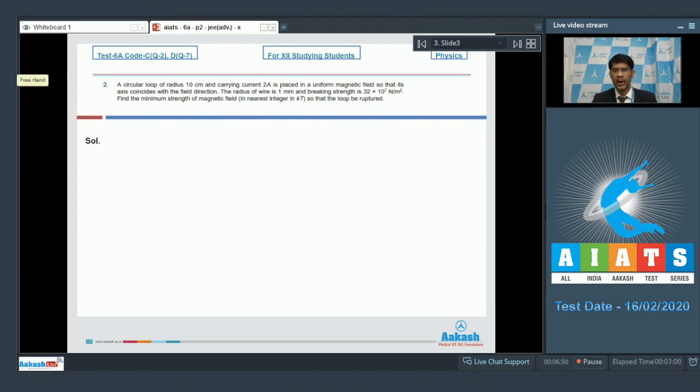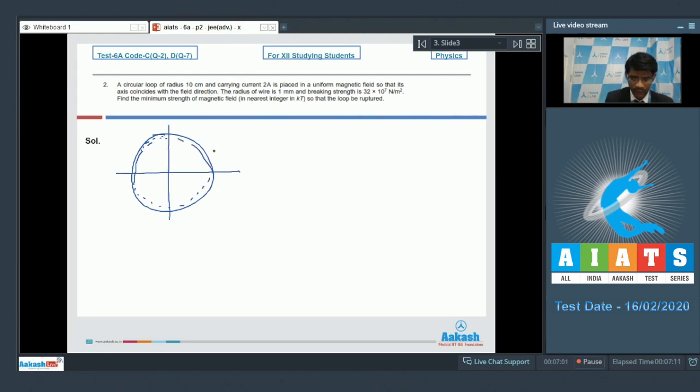rupture. Because of the magnetic field, the loop will experience a force in outward direction, I would say, and because of that part itself, the tension will develop, and if the tension is sufficient enough to break the loop, then how much would be the magnetic field in the region? That's the calculation we need to make here.